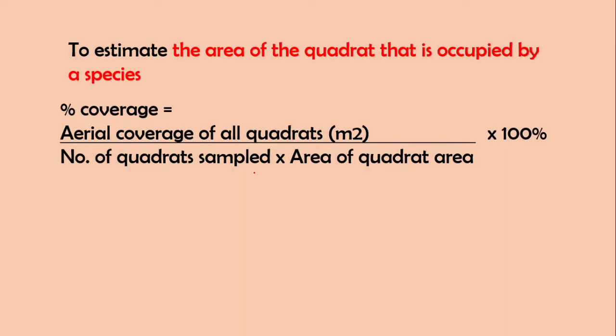Okay. The third formula is the percentage coverage, which is used to estimate the area of quadrat that is occupied by a species. For the percentage coverage, the formula is the area covered by all quadrats in meter square divided by the number of total quadrat samples times the area of quadrats, and times 100.